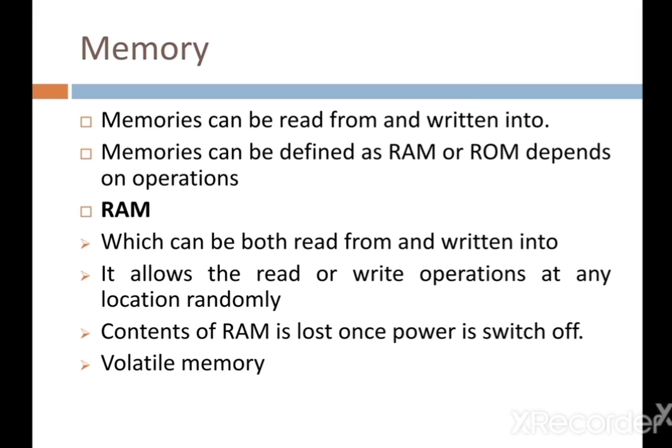First of all, now start with RAM. So what is RAM? RAM can be both read from and written into. That means RAM can be used for both read and write purposes, and it allows the read or write operation at any location randomly. But the contents of RAM are lost once the power is switched off. That's why RAM is called volatile memory.